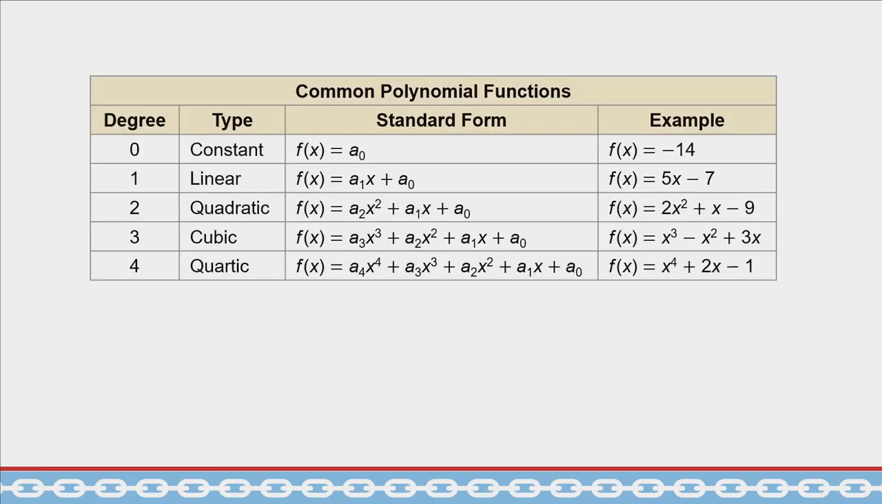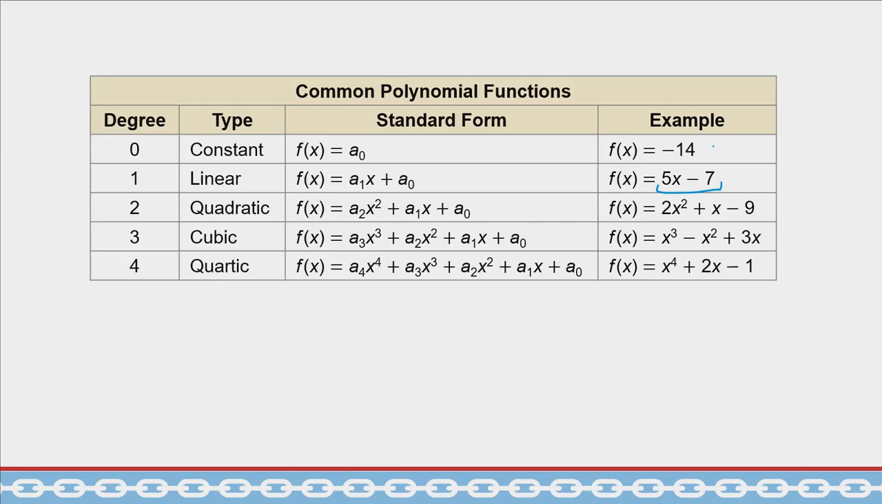We have different types of polynomials. Degree 0, it's called a constant, right? So we see an example of it on the far right. f of x equals negative 14. That would be considered a constant. It's going to be a flat horizontal line. We have linear polynomials or linear functions. Those are degree 1. We see again our example 5x minus 7. We have that x to the first power, so that is a degree 1. The leading coefficient there would be 5.